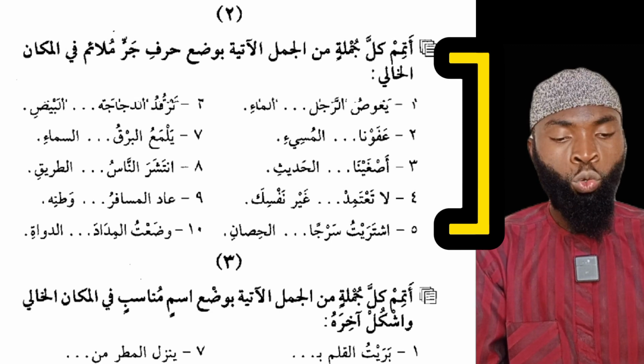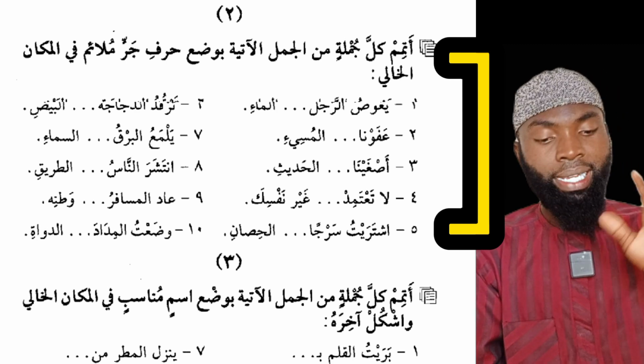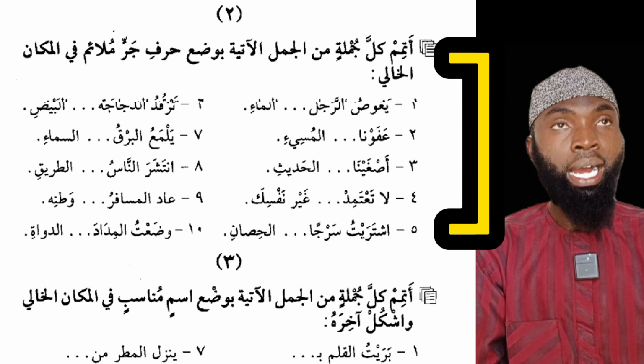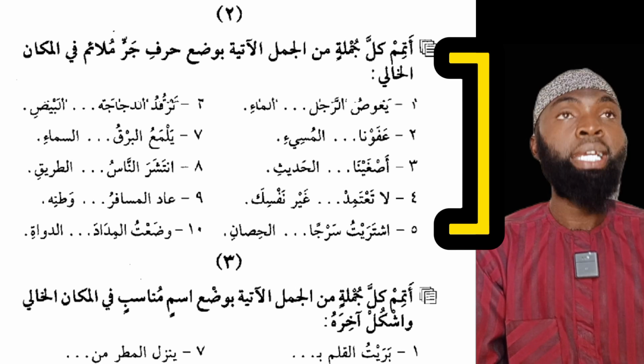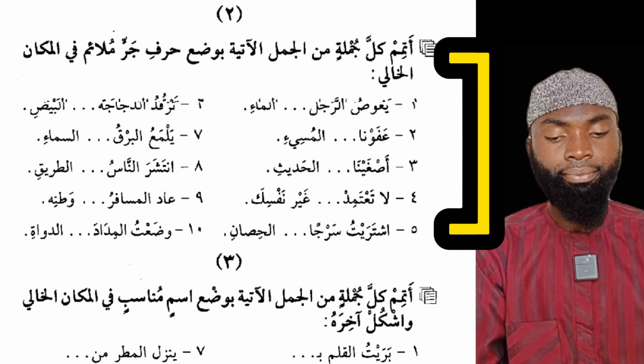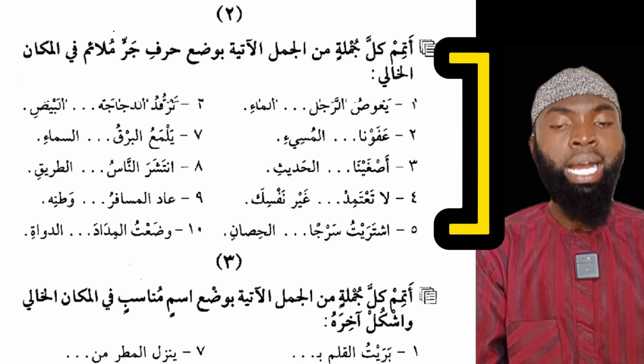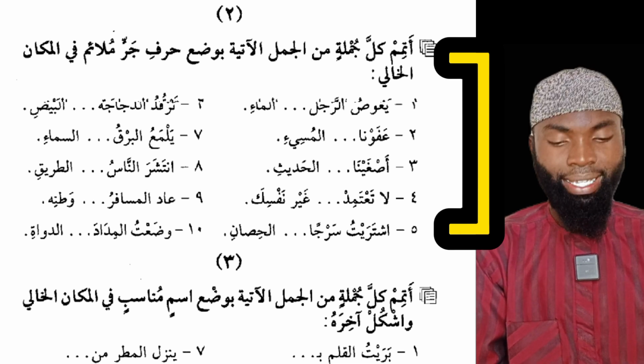Number 1, we have yagusu rajulu dash al-ma'. The man is swimming, or the man is diving into the water. What do we say? Yagusu rajulu fil ma'i. The man is diving into the water. Number 2, we have afauna dash al-musi. What do we say? Afauna anil musii.